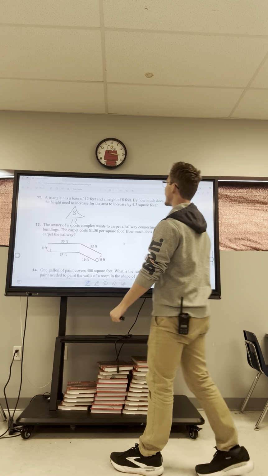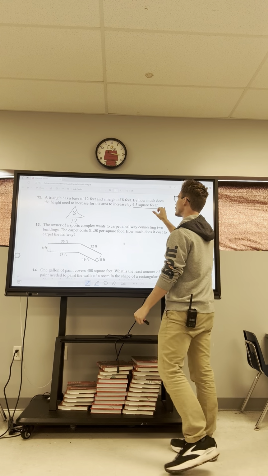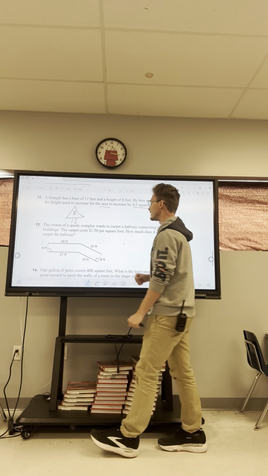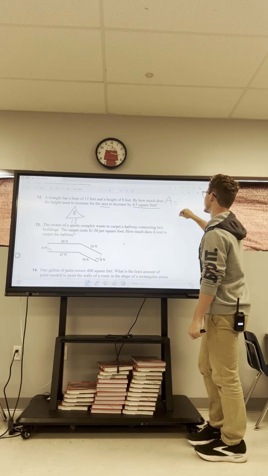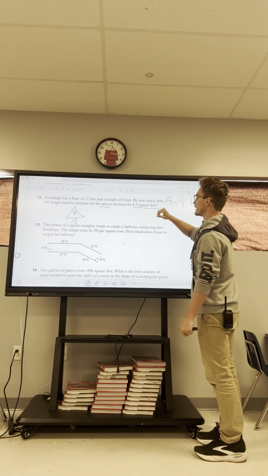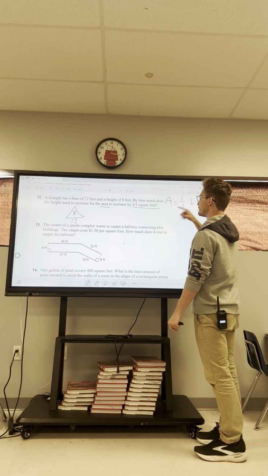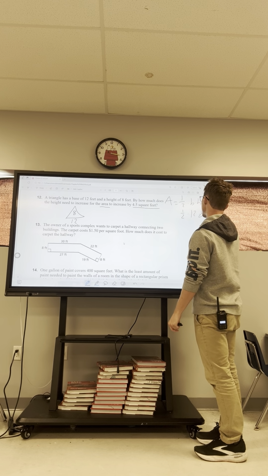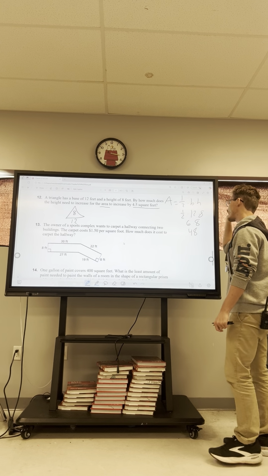By how much does the height need to increase for the area to increase by 4.5 square feet? So that means I have to increase the area for my shape. So guess what? Formula: 1/2 times base times height. My area, I don't know it yet. 1/2 times my base is 12 times 8. Half of 12 is 6. 6 times 8 is 48. Now I have my area.